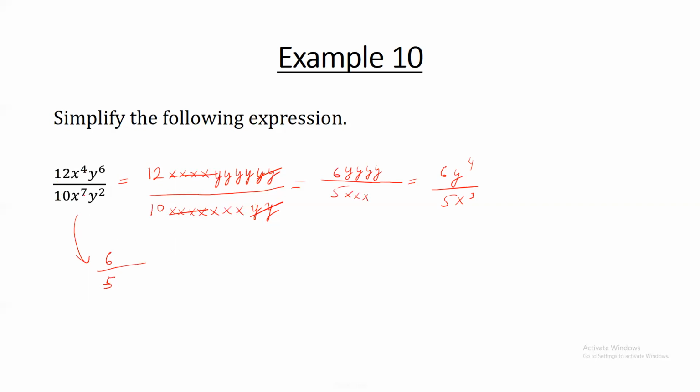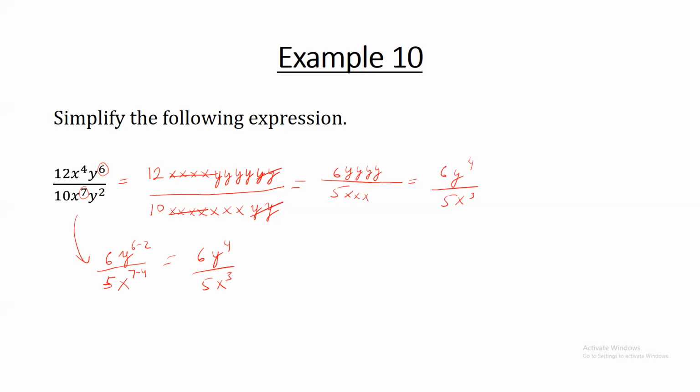X to the 4th over x to the 7th. 7 is bigger than 4. So x's will end up being on the bottom, and 7 minus 4 is going to be 3. And the y's, well, 6 is bigger than 2. The y's will end up on the top. And that's how we get 6y to the 4th over 5x to the 3rd. So even with something this complicated, it's really as simple as subtraction.